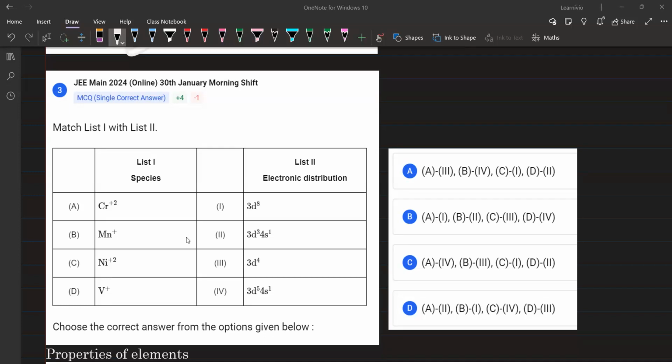You should know the atomic numbers for these elements because these are till 30 only. So all of these are in the first transition series. Okay, I'm going to give you guys like 2 minutes.